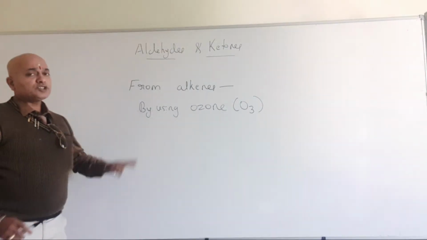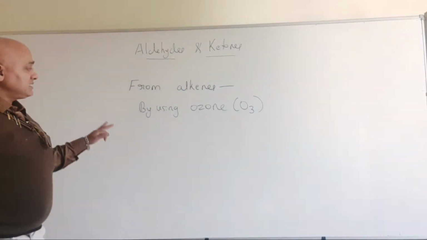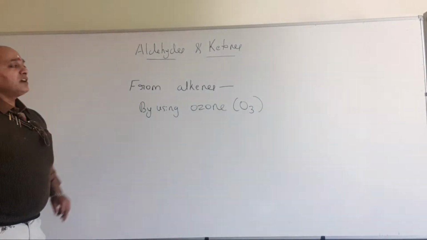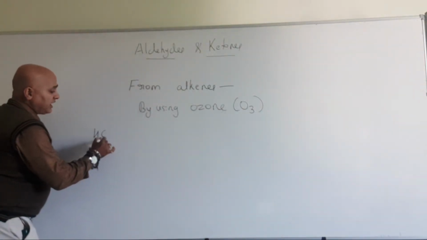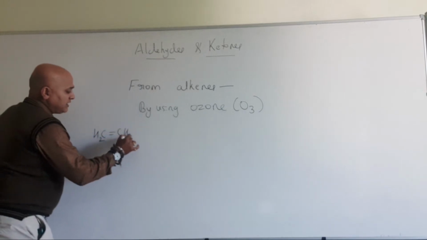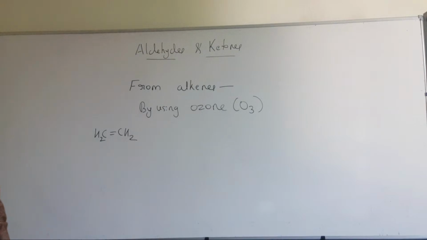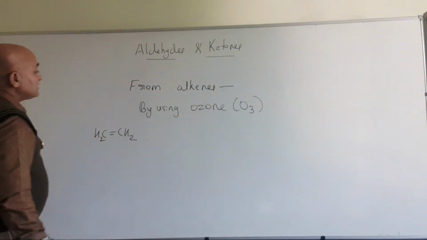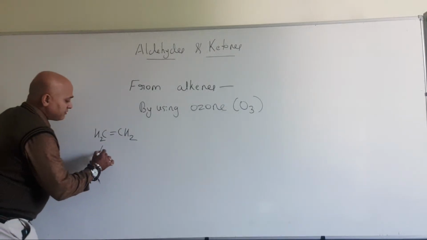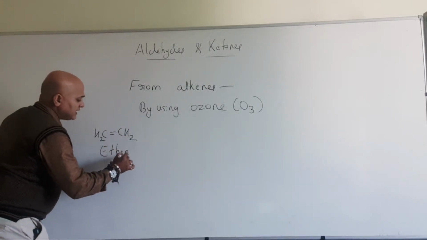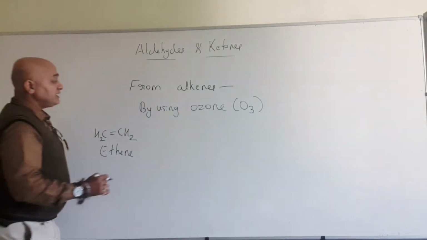Because there will be formation of an intermediate called ozonide. Anyway, we will have a discussion. But before that, what are alkenes? They are unsaturated hydrocarbons having a double bond. And I have taken the example of ethene.